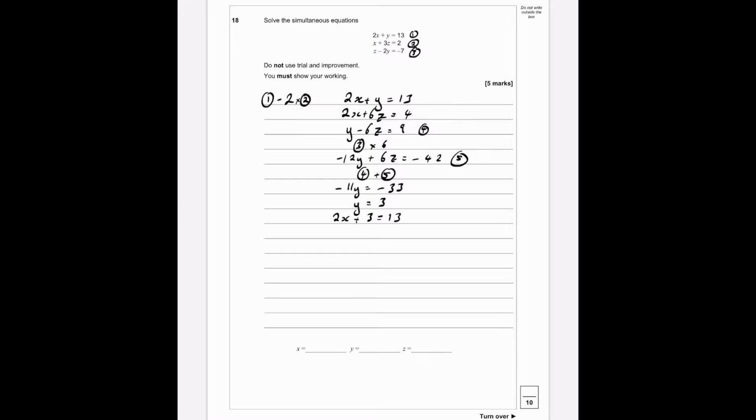Minus 11y equals minus 33, y equals 3. And again, once you have one value, you can go to any of the equations really and start working out x's and z's. If you've done that correctly, you'll get x equals 5, y equals 3, and z equals -1.